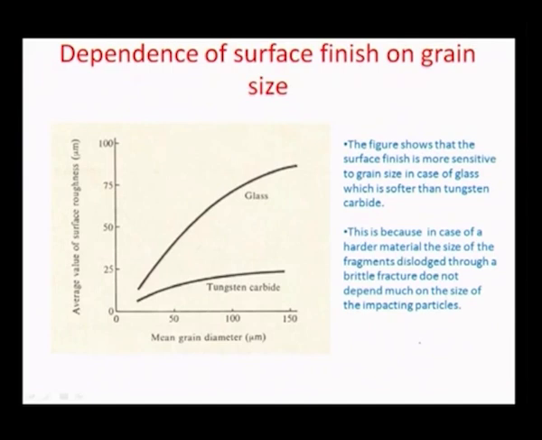Another interesting factor is what happens for a brittle and a harder material. For example, in this case you can compare two such materials, tungsten carbide and glass, on average surface roughness values in microns, as you can see here. And with the mean grain diameter increased, of course there would be a critical grain diameter beyond which grain crushing takes place.